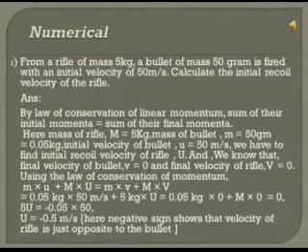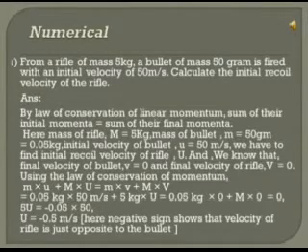We know the law of conservation of momentum. By applying the law of conservation of momentum, the sum of their initial momenta is equal to the sum of their final momenta. Here, the mass of the rifle, capital M, is equal to 5 kg. Mass of the bullet, small m, is equal to 50 gram, that is equal to 0.05 kg. Initial velocity of the bullet, small u, is equal to 50 meter per second. We have to find the initial recoil velocity of the rifle. It is represented by capital U.